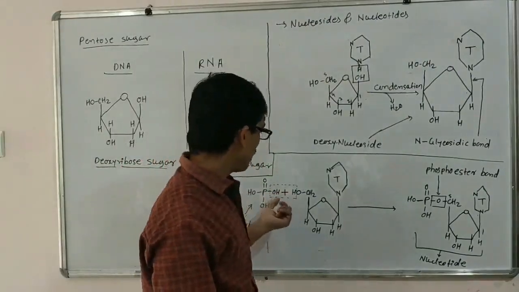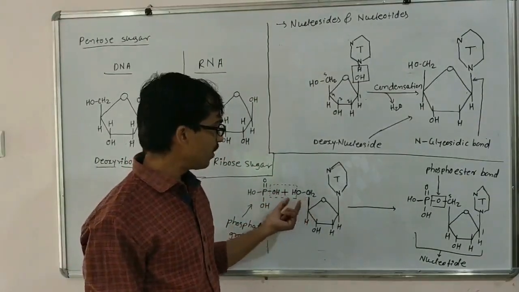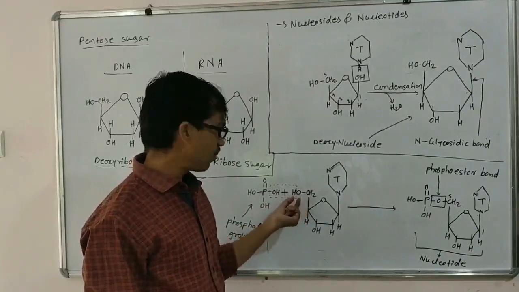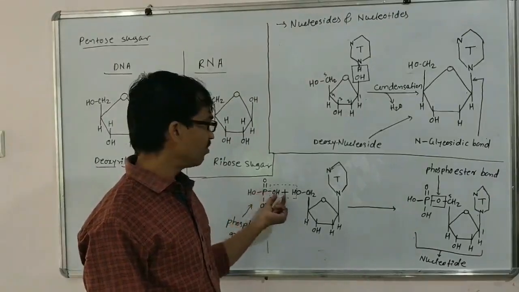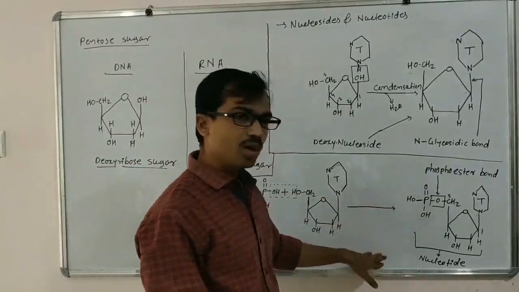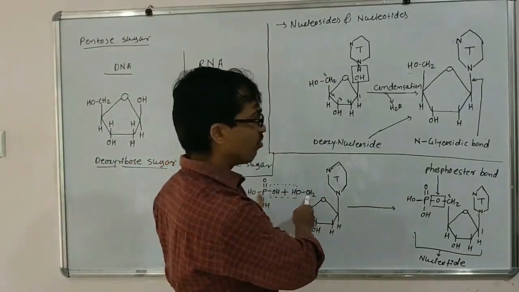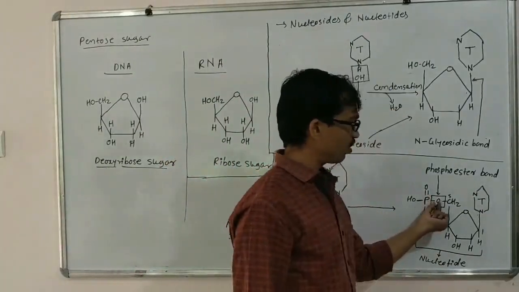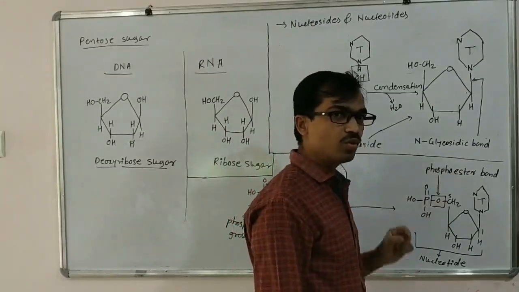So what happens here, when the phosphate group comes close to the fifth carbon of the pentose sugar, then again the hydroxyl group of this CH2 fifth carbon and the hydroxyl group of the phosphate get involved in the condensation reaction, and one water molecule is lost between them, and this fifth carbon is linked directly with the phosphate of the phosphate group, so that a bond which involves oxygen as an intermediate is formed, and that bond is called a phosphoester bond.